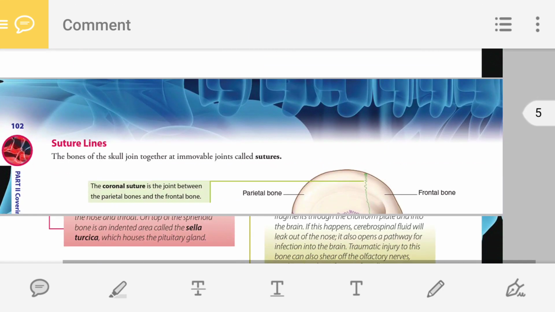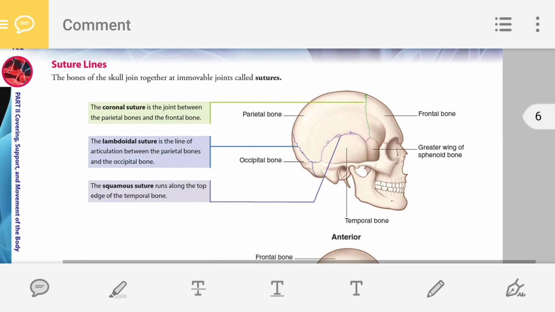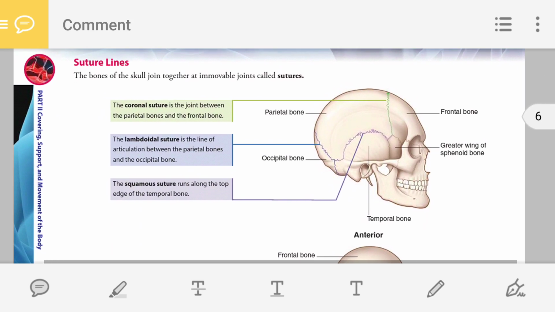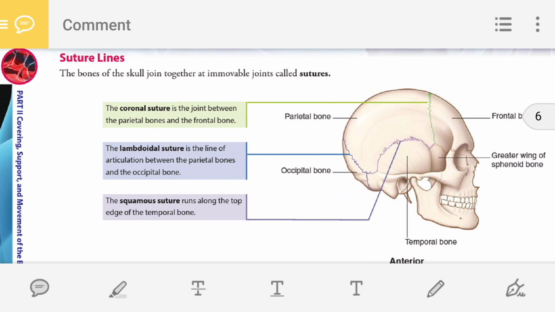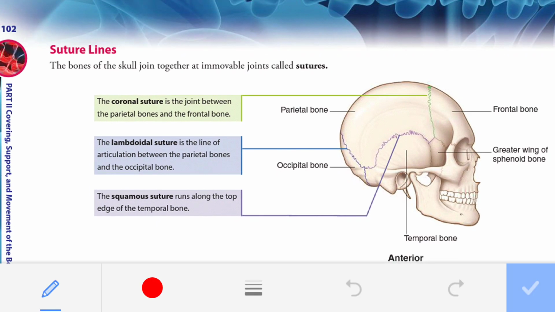Now another important aspect is the joint between the cranium bones. The joints between the cranium bones are known as the sutures, and these sutures are basically immovable joints. So what are the sutures? Sutures are the immovable joints between the cranium bones.